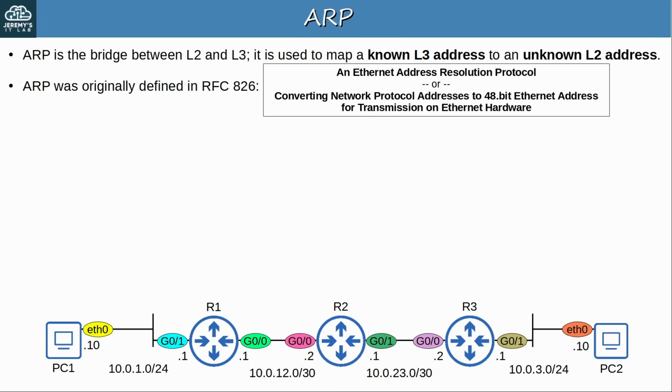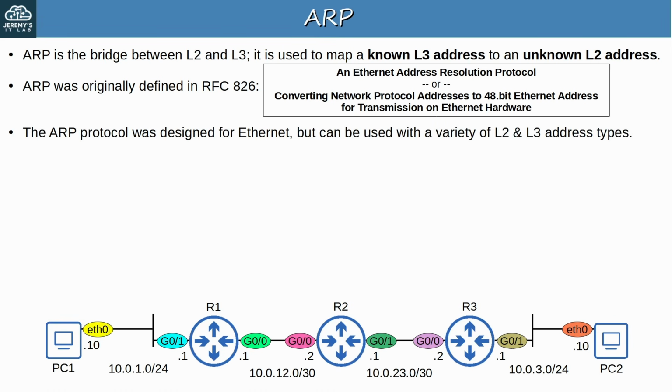ARP was originally defined in RFC 826 back in 1982. The title was An Ethernet Address Resolution Protocol, or converting network protocol addresses to 48-bit Ethernet address for transmission on Ethernet hardware. As these titles suggest, the ARP protocol was designed for Ethernet, but actually it can be used with a variety of Layer 2 and Layer 3 address types. However, for this video, we will be talking about mapping IPv4 addresses to Ethernet MAC addresses, because that is by far the most common use of ARP.